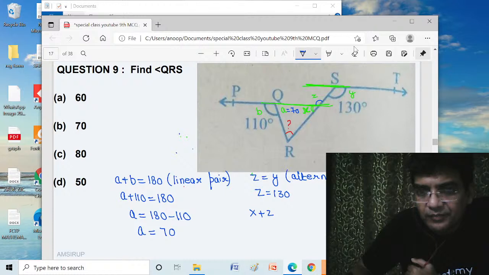Now this triangle, you see, I can name this part as A. So now I can say in triangle AQR, I have marked the three angles A, X, and let this angle be marked as T. So you can say A plus X plus T is equal to 180. That is, the sum of the angles in a triangle is 180.